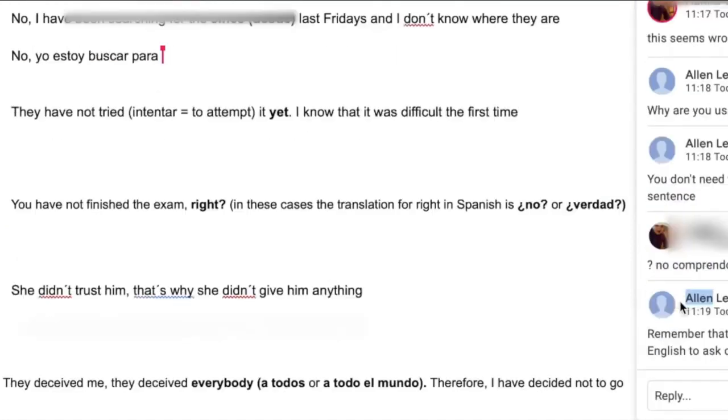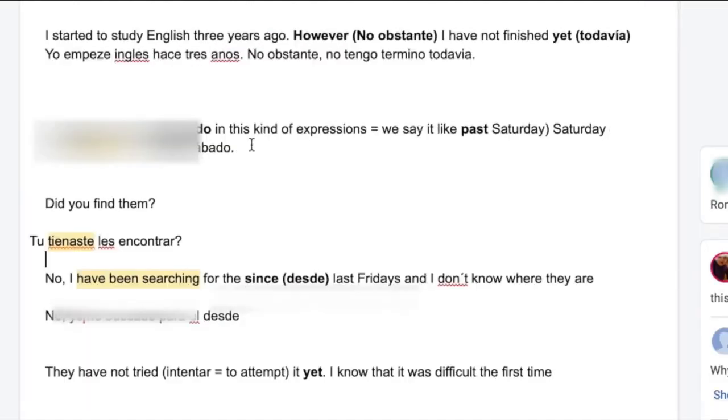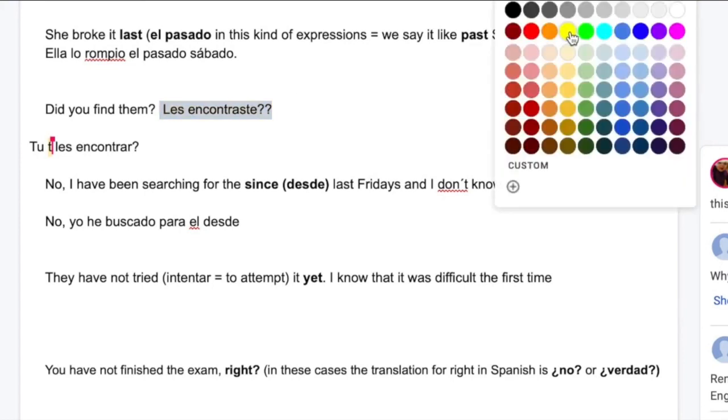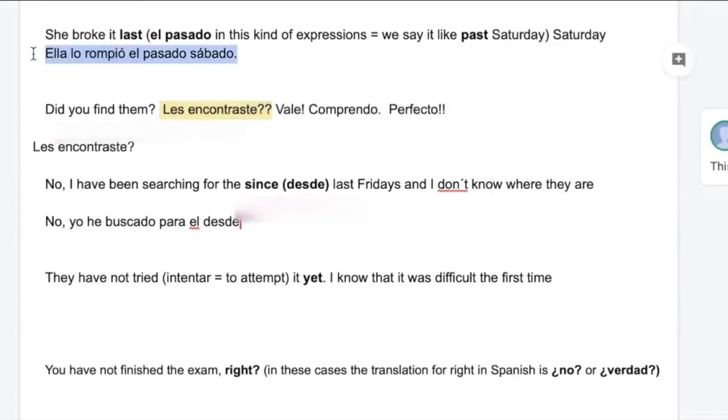So I'm giving this information here on the side to this student. And we're working simultaneously on the document. Here I'm helping this student. Here I mark it and I'm giving them the answer. Vale, perfecto. This is a great answer. I encourage my students here. Like, perfecto.